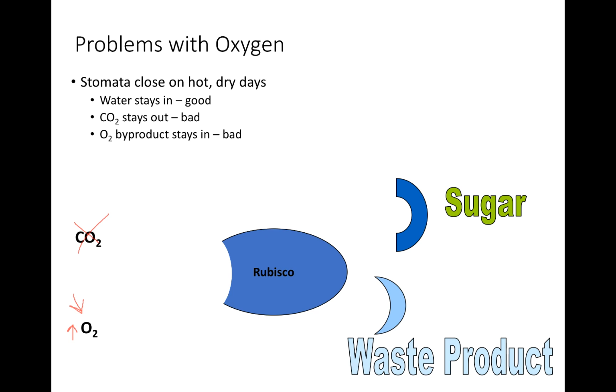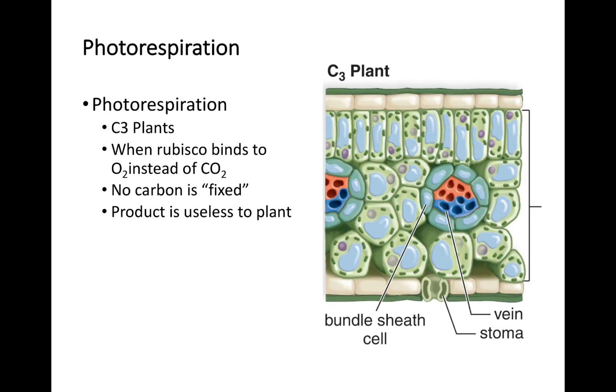There's no sugar being produced. It's just wasting energy, wasting ATP, wasting NADPH, because guess what? The light reactions will still happen as long as the sun is out every single time. All right, so what happens when Rubisco binds to oxygen? That is called photorespiration. Okay, think of that term, photorespiration.